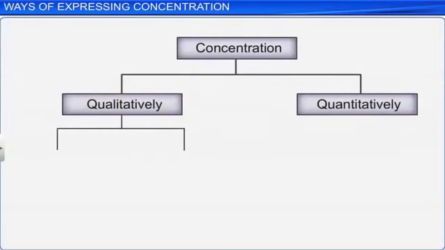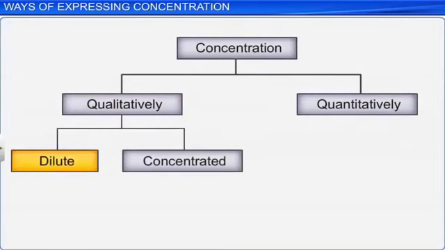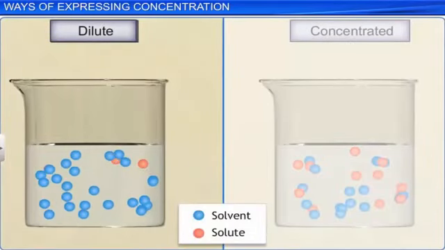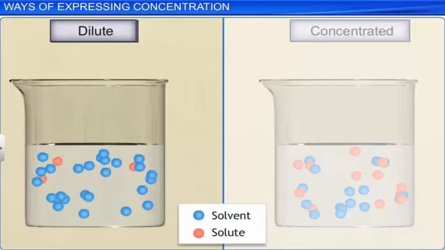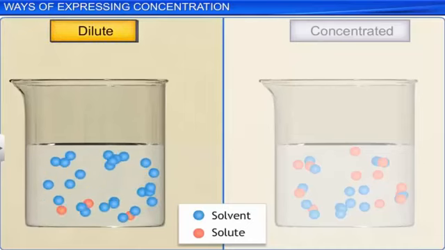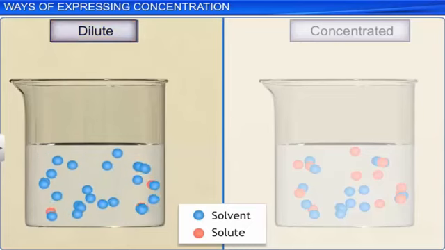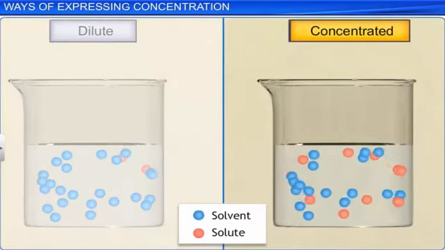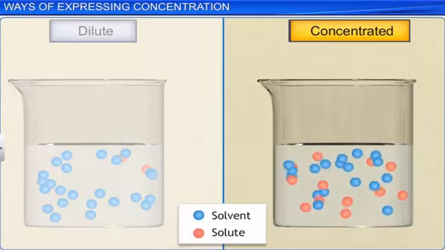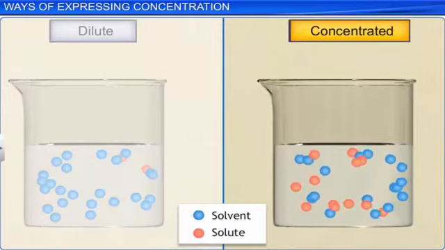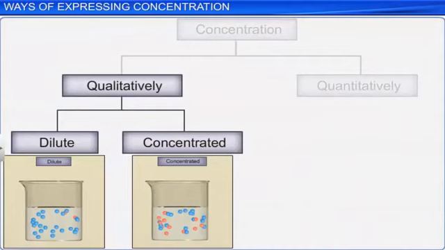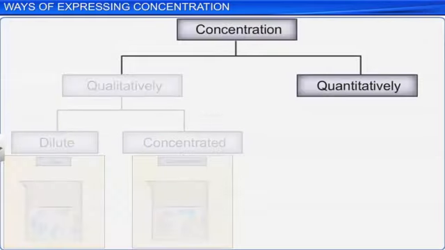Qualitatively, we describe a solution as either dilute or concentrated. When a solution contains a small proportion of solute relative to the solvent, we call it a dilute solution. On the other hand, a concentrated solution contains a large proportion of solute relative to the solvent. This qualitative means of describing concentration, although useful, sometimes leads to confusion, and thus arose the need for a quantitative description of solutions.